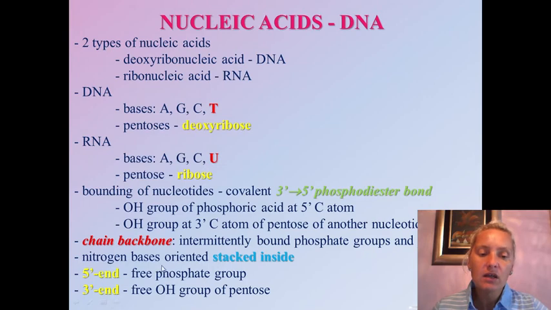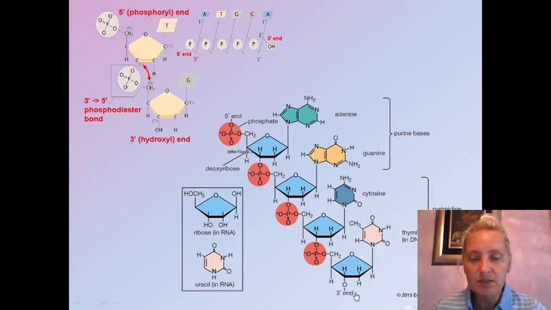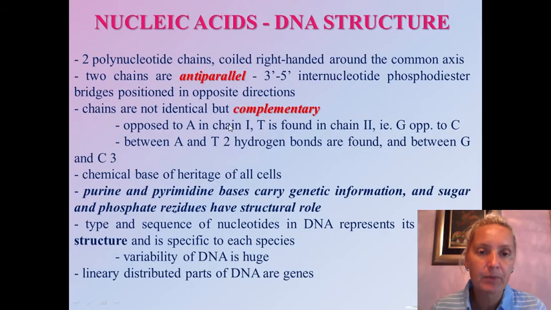And this is the last information for you. At the 5' end, as we have already mentioned, there is a free phosphate group, and at the 3' end, a free hydroxyl group. You can see it from the bottom figure as well. So at the 3' end, we have a free OH group from the ribose or deoxyribose, and at the 5' end, we have a free phosphate group.